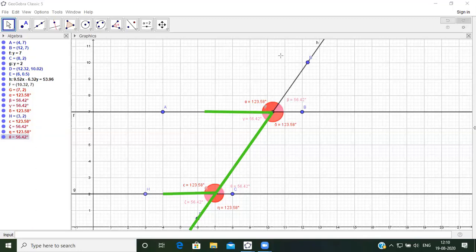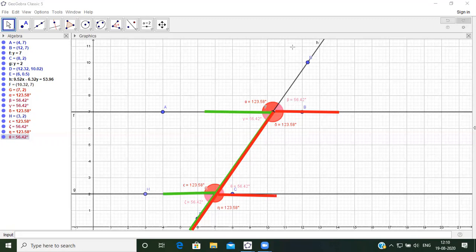Now check, I will take another color. I will draw now this side F. Can you observe? So 123.58 and 123.58, which is between the parallel lines, is interior and this is exterior. So one interior and one exterior. These two are corresponding angles. Here this side, these two are corresponding angles.